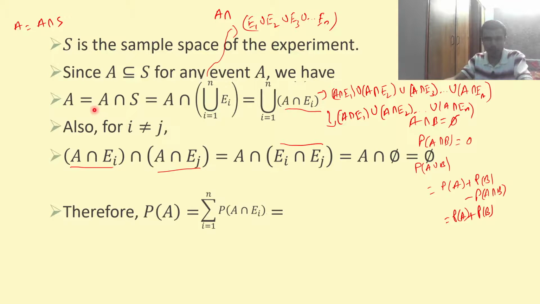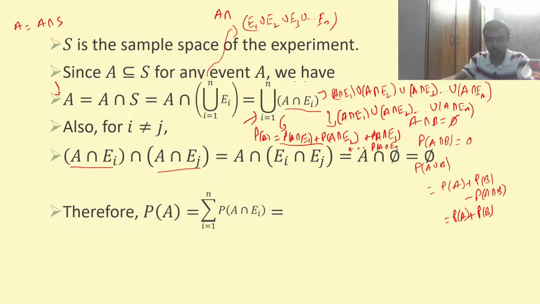Probability of A is nothing but probability of this. Now the probability of this is going to be what? These are all mutually exclusive events. So listen carefully. Probability of A is going to be probability of A intersection E1 plus probability of A intersection E2 plus probability of A intersection E3 and so on till probability of A intersection En.